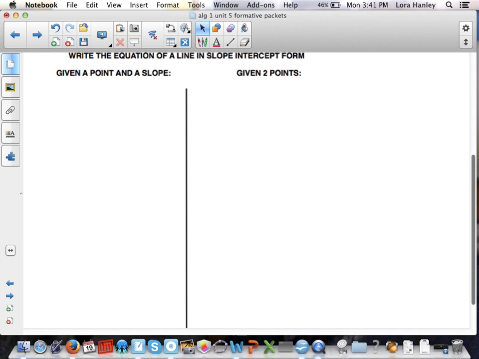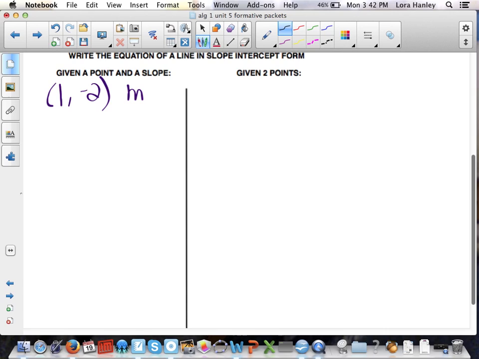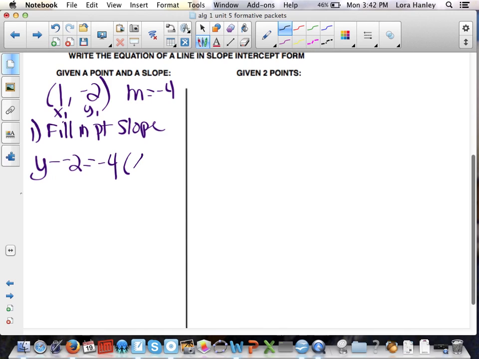Okay, so let's say we're given a point like 1, -2, and a slope of -4. Your first step is always to fill in point slope form. So in order to do that, I usually label my point x1 and y1, and then I'm going to fill in my full equation. So y minus my y1 value is -2 is equal to m, which is -4, times x minus 1.